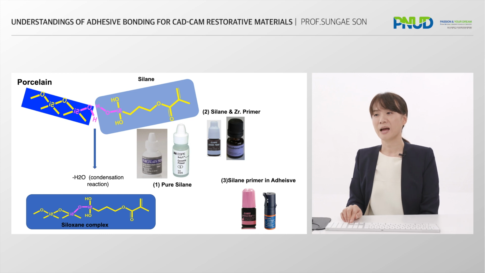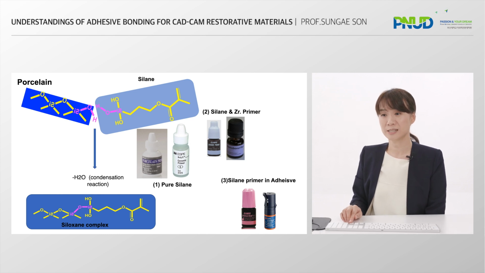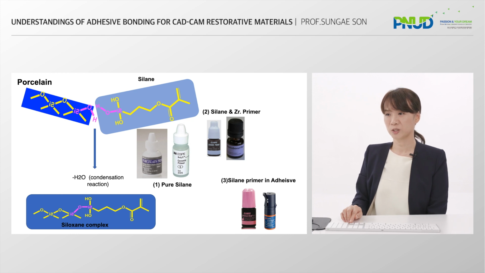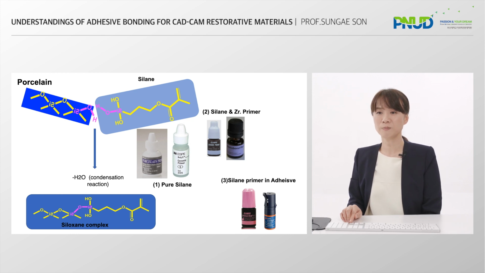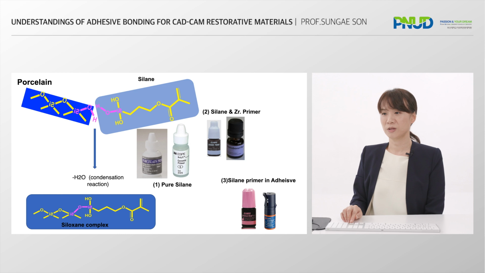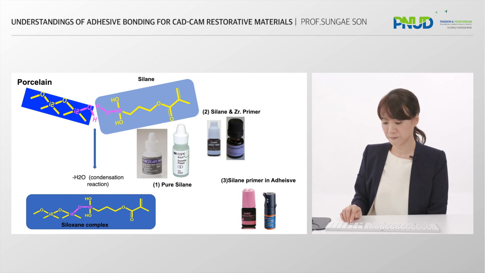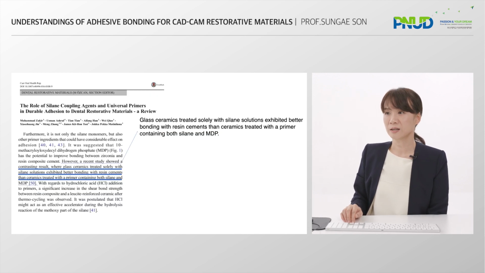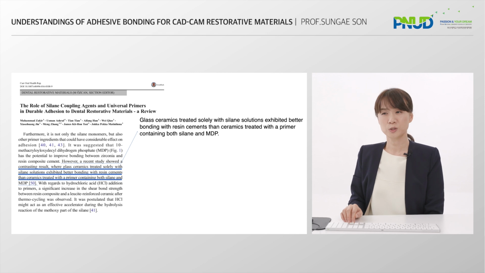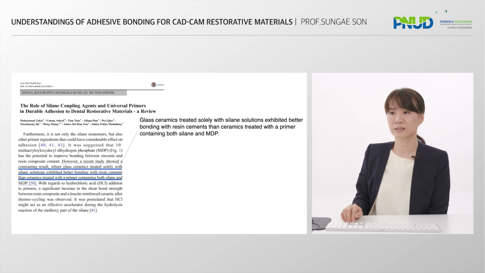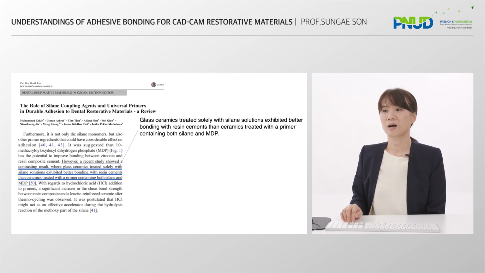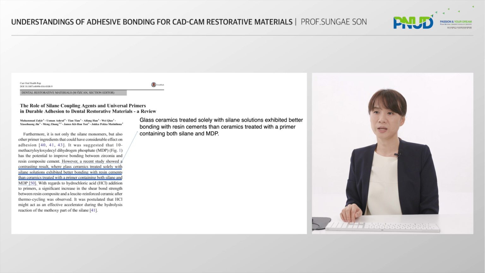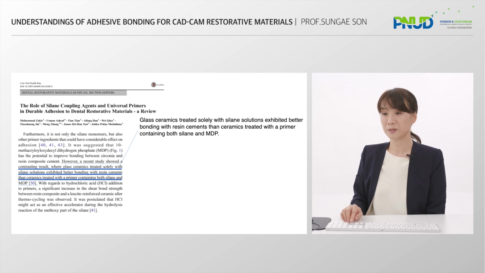Among them, it has been reported that pure silane products showed superior ability to produce siloxane complex well because of their chemical stability. In this review article, glass ceramic treated solely with silane solution showed a better bonding with resin cement than ceramics treated with a primer containing both silane and MDP.